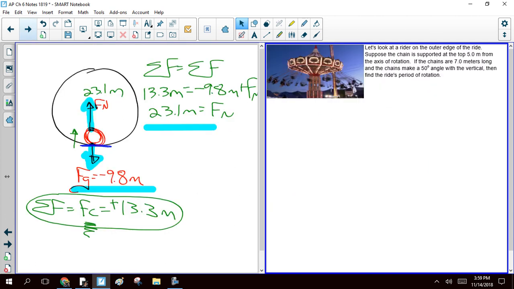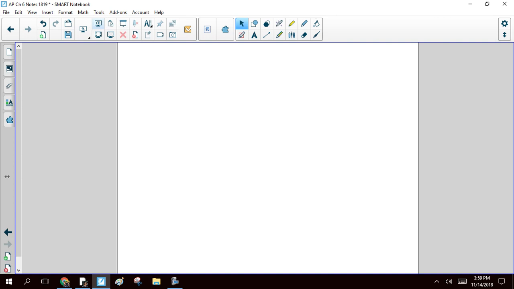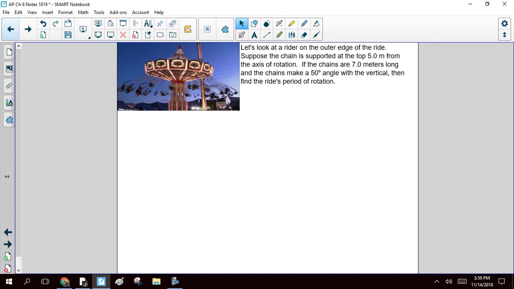All right, so these are the swings. This is an amusement park ride at Cedar Point. We've got these swings. I'm going to make this bigger so you can see it a little bit better. There we go. All right, so what we're going to do is focus on a rider at the outside edge of the ride, okay?